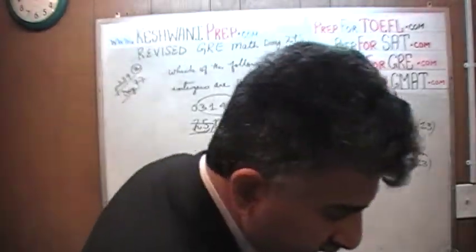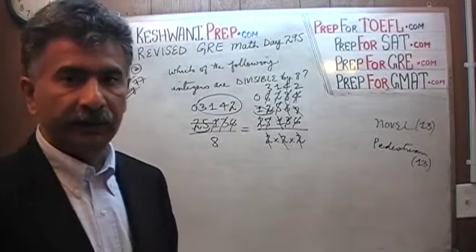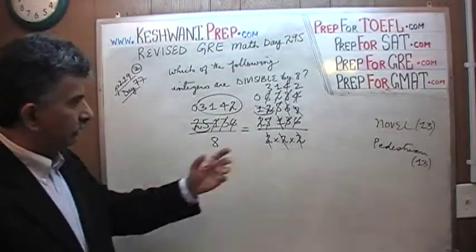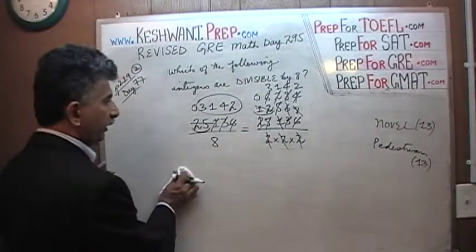That's what we're going to do here. They're giving us 3 numbers and they're asking us which of them is divisible by 8. Let's have a go at it. We're going to do it by 2, divide those numbers 2 at a time.